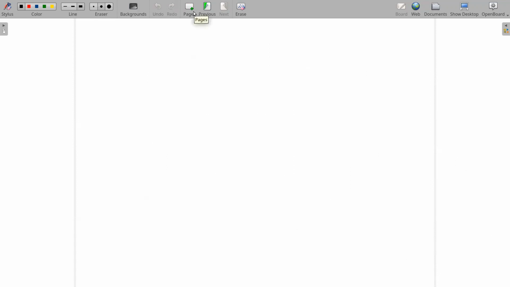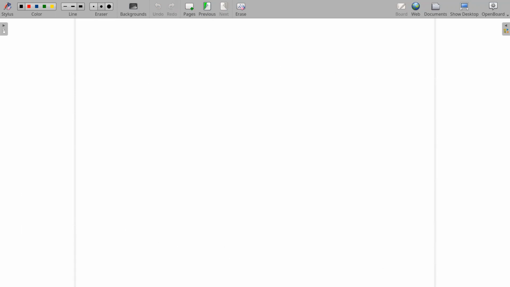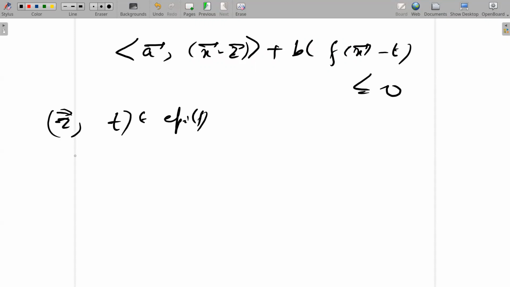With that in mind, writing this inner product out, what do we have? We have the inner product of A with X minus Z, plus B times f(X) minus T, is always less than or equal to 0. Now what is T? (Z, T) is in the epigraph. This implies T is bigger than or equal to f(Z). That is the definition of something lying in the epigraph. T is bigger than or equal to f(Z).